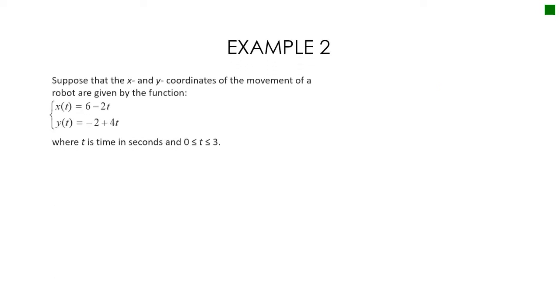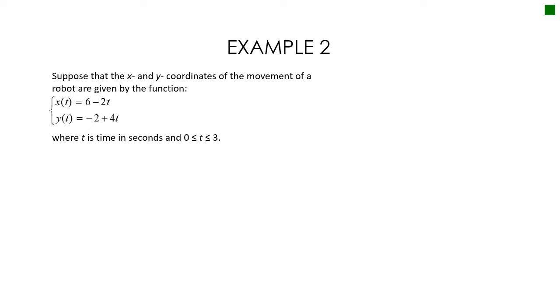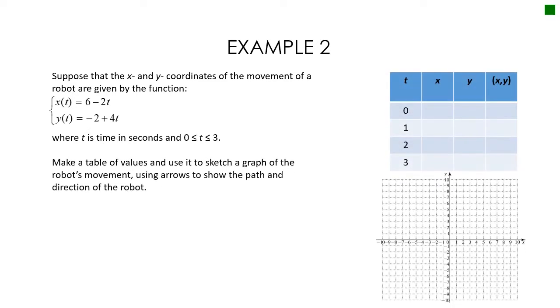Okay, another example. Suppose that the x and y coordinates of the movement of a robot are given by that formula, where t is the time in seconds from 0 to 3. Make a table of values and use it to sketch a graph of the robot's movement, using arrows to show the path and the direction of the robot.